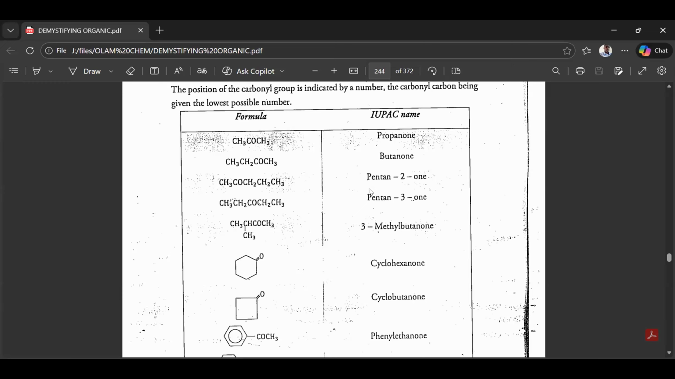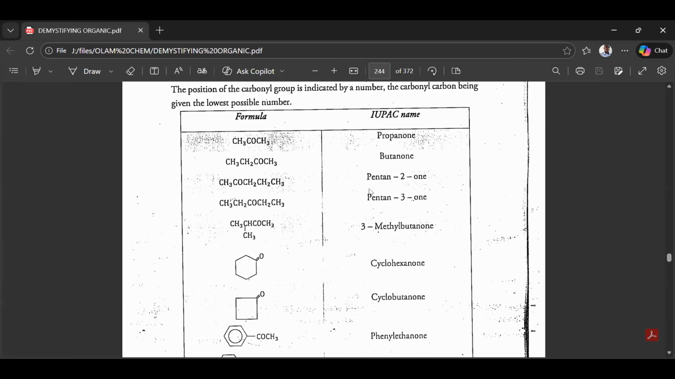But for the case of aldehydes, we have an aldehyde of 1 carbon atom. We have an aldehyde of 2 carbon atoms. But for the case of ketones, they strictly start with 3 carbon atoms. You'll never find a ketone with 1 carbon atom. You never find a ketone with 2 carbon atoms. So the lowest ketone you can find has 3 carbon atoms, and that ketone is propanone.